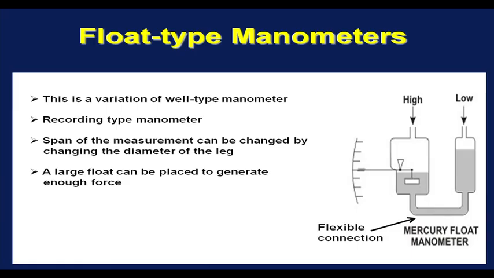Let us now look at float type manometer. This is a variation of well type manometer. We have a well with much larger diameter, and we have another tube, another leg whose diameter is less than this. This well and this leg are connected by a flexible connection. And this well diameter is large enough such that you can put a float inside.